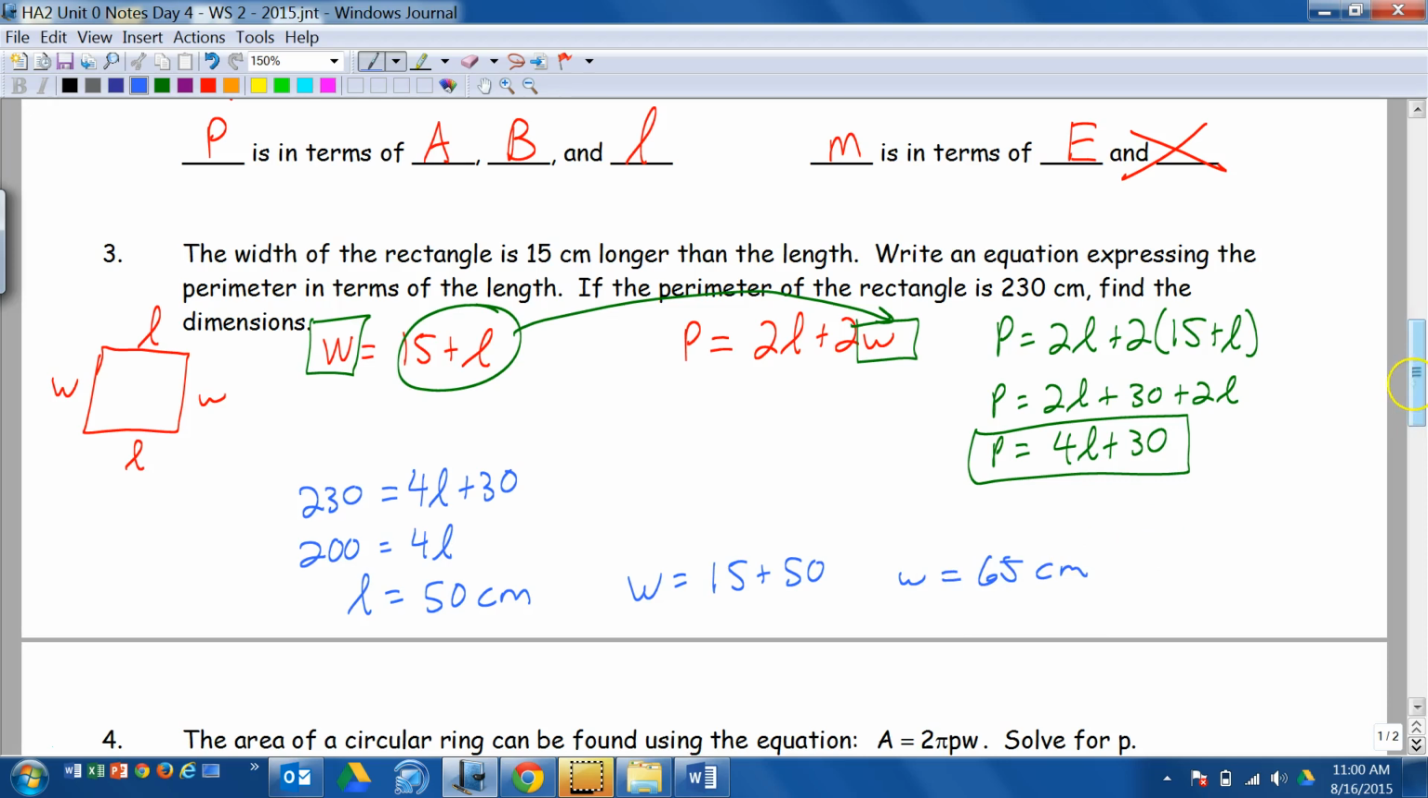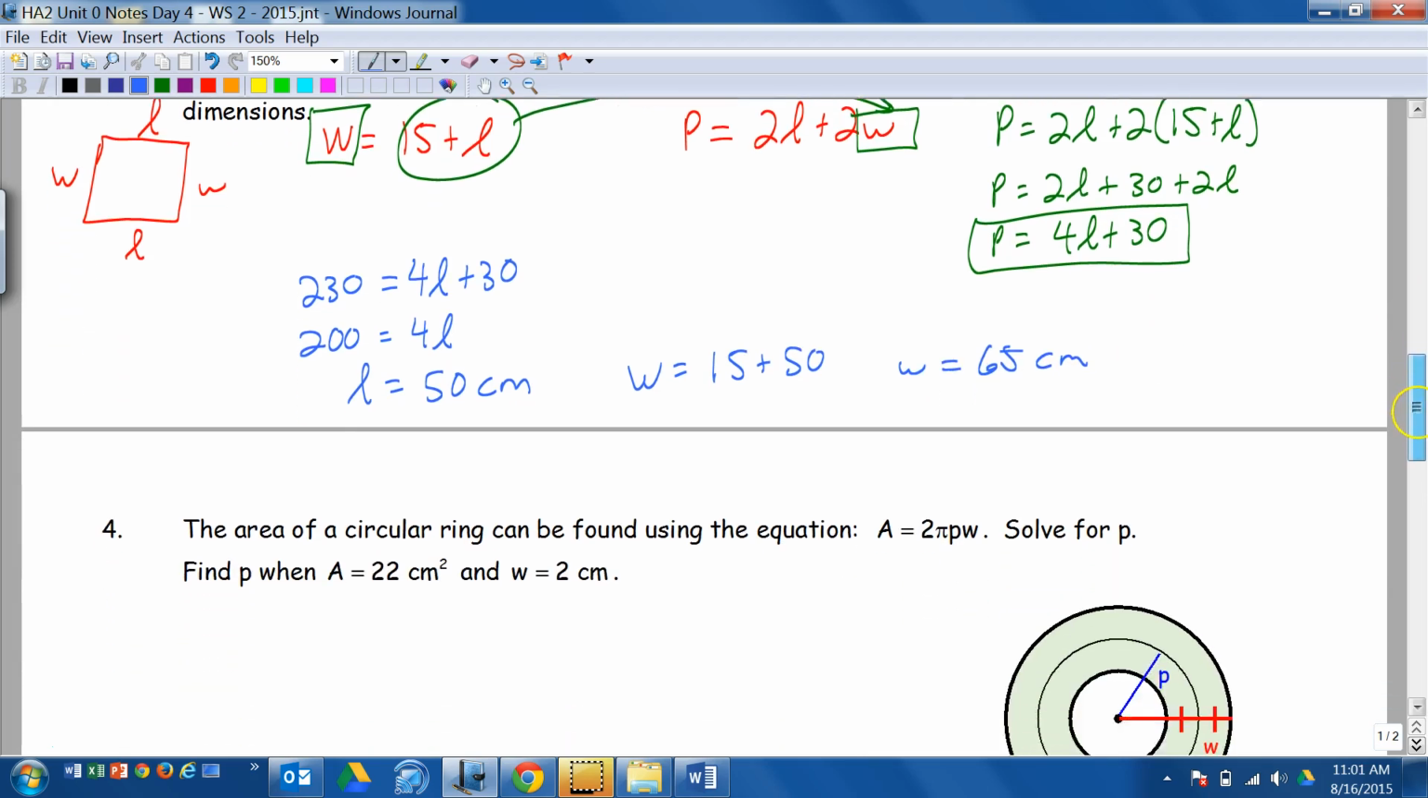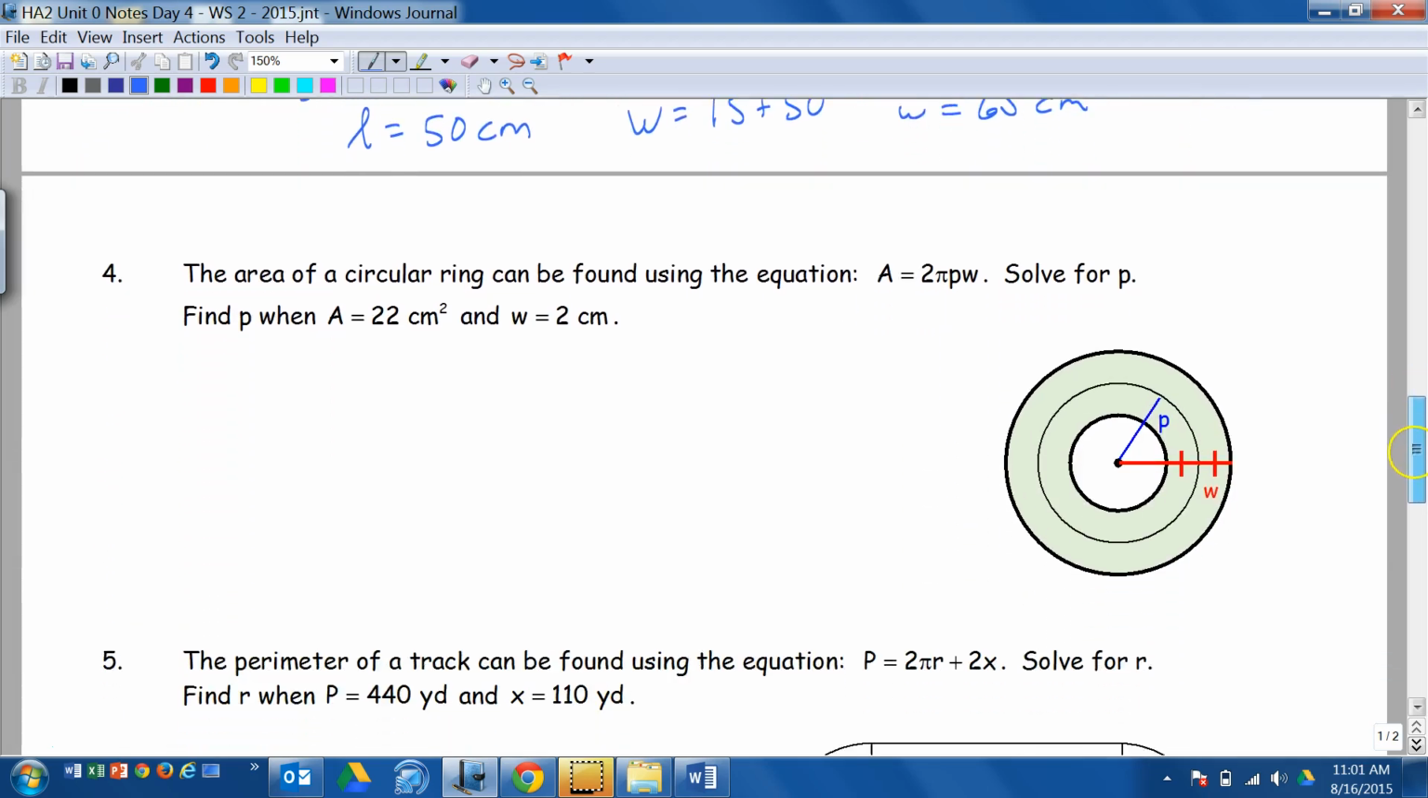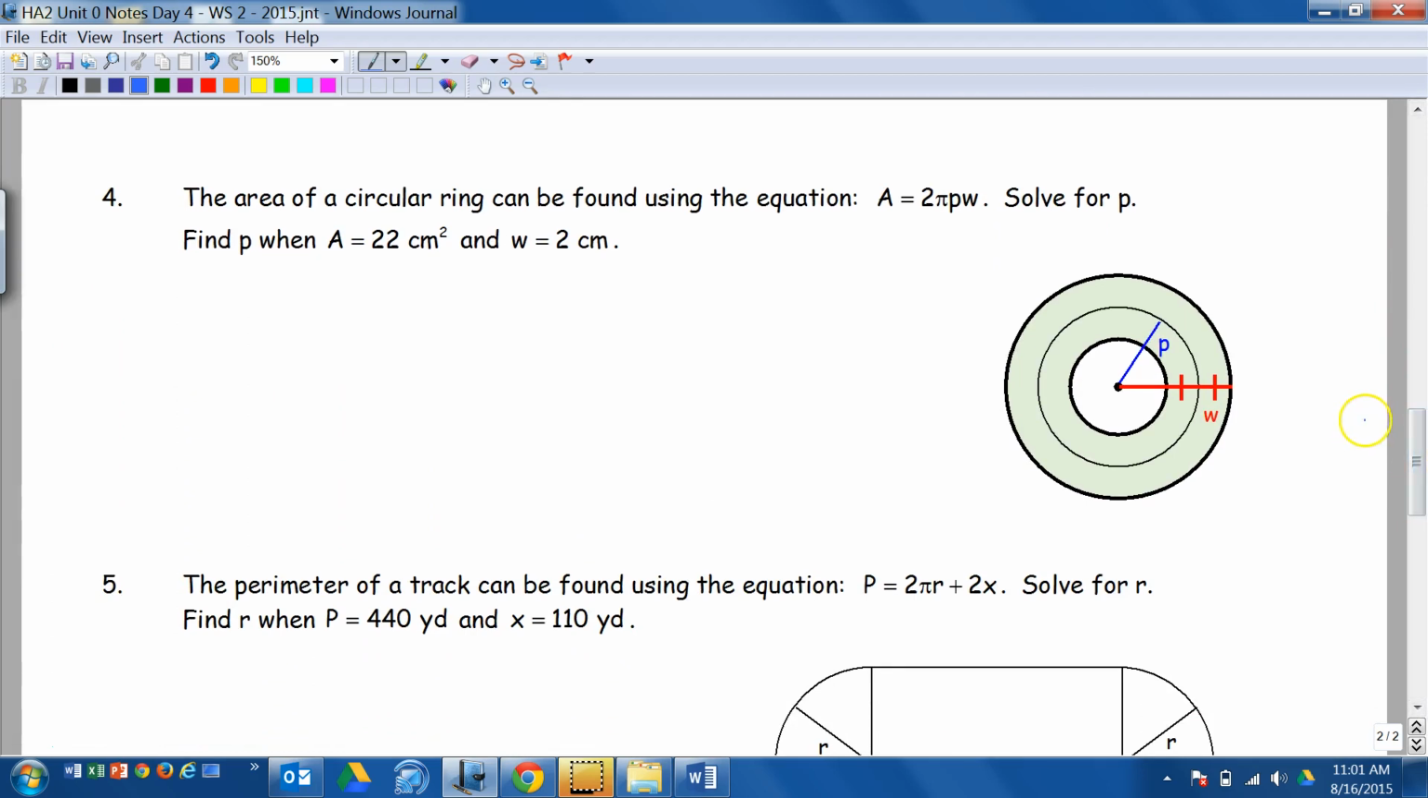Okay, so let's go on to some more. These have drawings with them. The area of a circular ring can be found using this equation. A equals 2 pi PW. Alright, where W is the radius of the outer part of the ring, P is the radius to the center of the in between of the ring. If the ring is this big P, all the green, I should say.